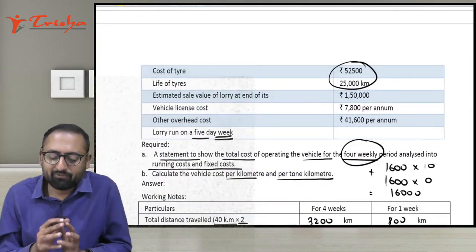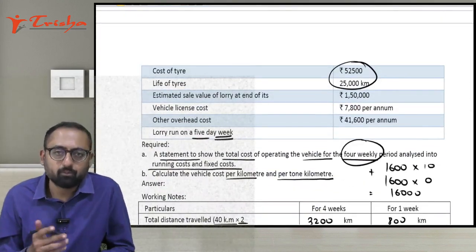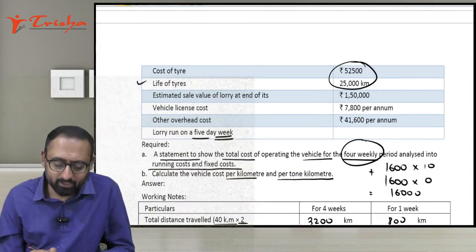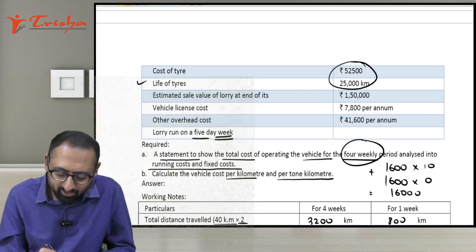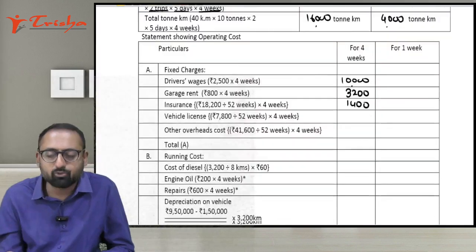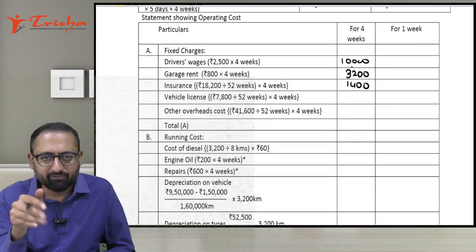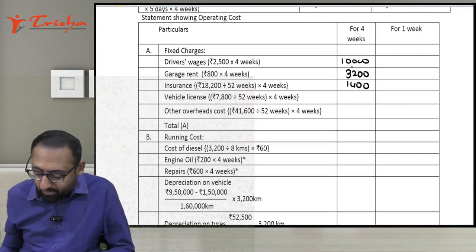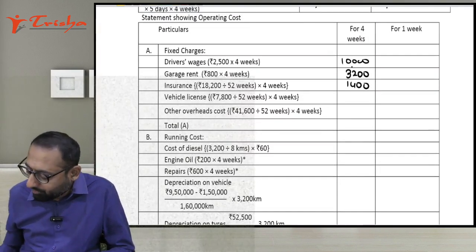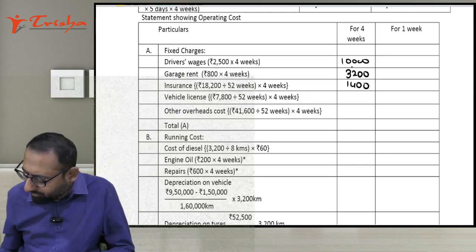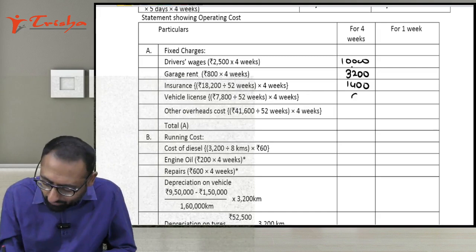After insurance, next cost is cost of tire. Boss, tire life is given in kilometers, so it will be a variable expense, running expense. Estimated sale value. Licensing cost is your fixed cost, 7,800 per annum. So same calculation: 7,800 divided by 52 weeks multiplied by 4 weeks. It will be 600 rupees. Okay boss.